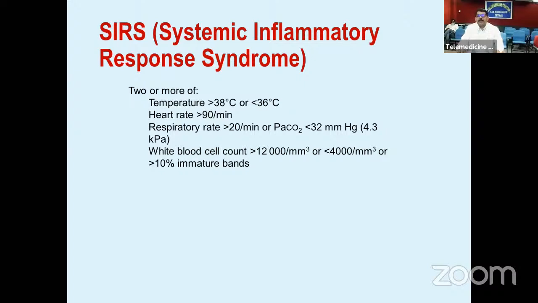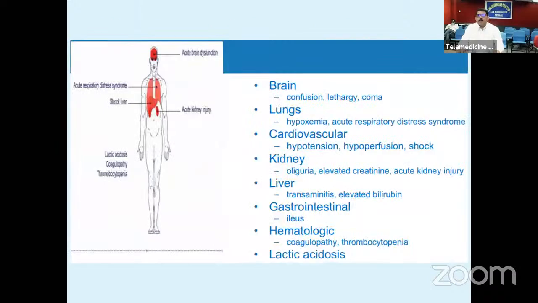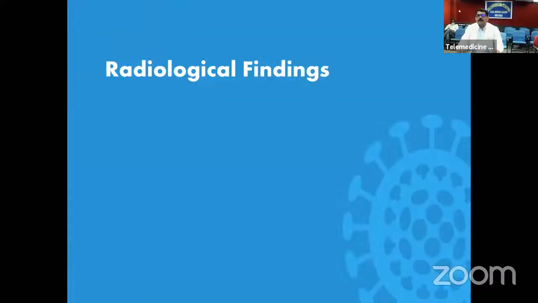And you know, once the patient goes to this state, we know that the cytokine storm has resulted, and we try to shift him to an ICU or a dedicated COVID hospital as soon as possible. So remember, it doesn't affect lungs only. It affects brain, cardiovascular system, renal, liver, GI, hematologic, and causes lactic acidosis as well.